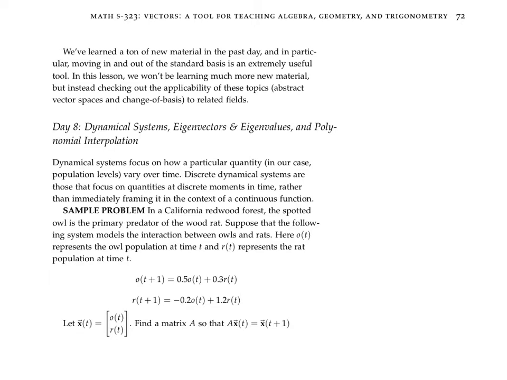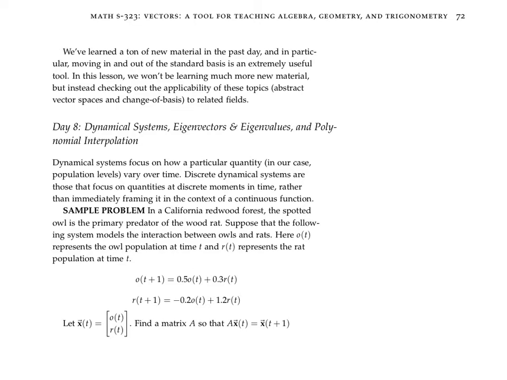So here's our example. It's a discrete dynamical system. We have two population levels. One is the spotted owl and one is the wood rat. And you can see right away that O of t is always going to be referring to the owl population, and R of t is always going to be referring to the rat population.